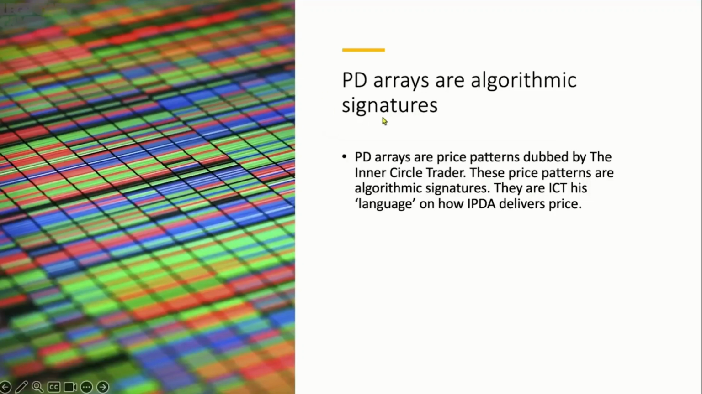PD arrays are algorithmic signatures. They are signatures of IPDA doing certain things within the delivery of price at certain times of day. PD arrays mean premium to discount arrays. They are price patterns dubbed by the Inner Circle Trader. These price patterns are algorithmic signatures. They are ICT's language on how IPDA delivers price.